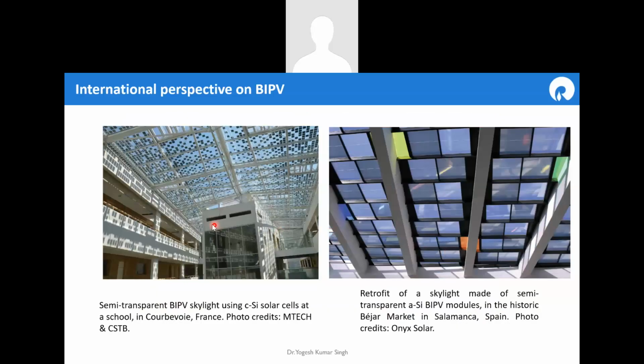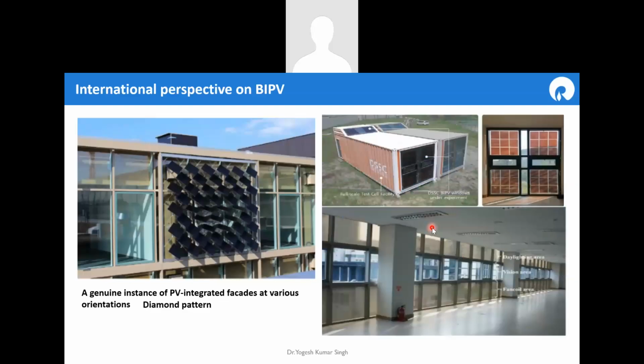Now, this is the picture from France. So you can see that if you use the upper side, the roof, with the help of that you can also utilize the BIPV system. This is also a retrofit system from Spain. So you can see that they have also utilized solar modules there, and with the help of that they will minimize a lot of daytime electricity, and it will also grow a lot of energy efficiency in their building.